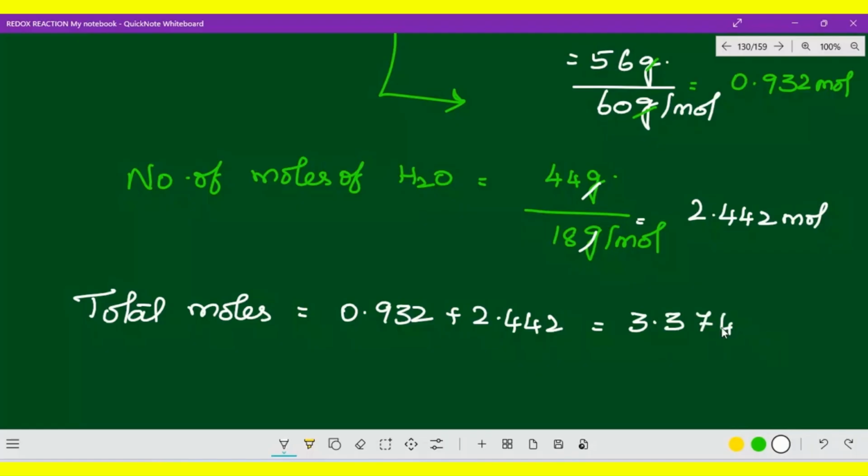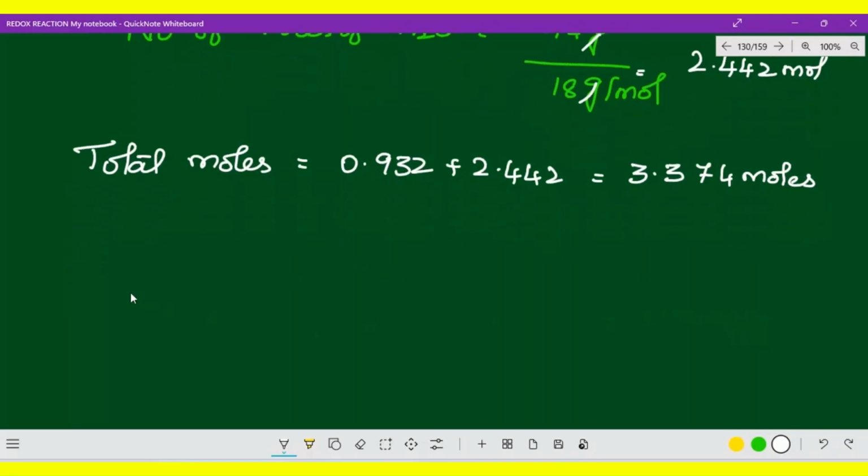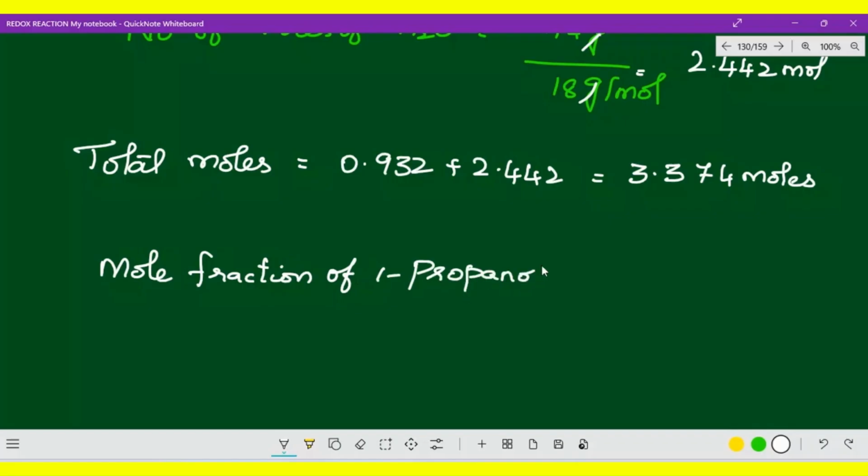3.374. Combined together, it is mole. Right now, the mole fraction of 1-propanol. Mole fraction is chi, right? So this is chi of 1-propanol, as I just mentioned. So here, the number of moles of propanol divided by total moles.